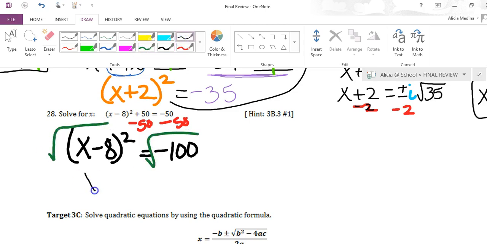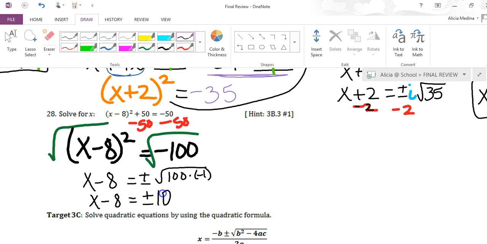Alright, so that's going to give me x minus 8 equals, taking the square root of 100, this is times a negative 1. What is nice is that you can take the square root of 100, that's 10. So this is going to be x minus 8 equals positive or negative 10i. Remember that taking the square root of a negative is an i. Check for perfect squares. 100 does have a perfect square. Still got to solve for x though.